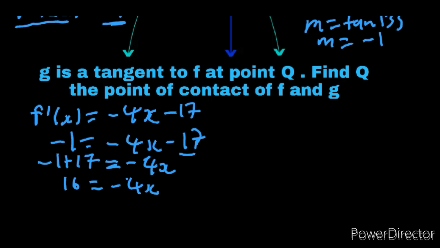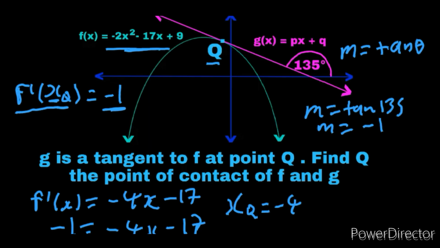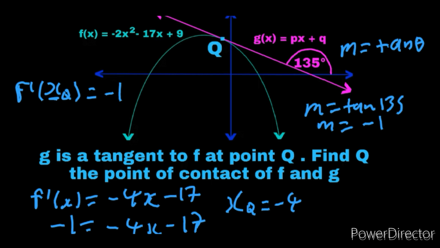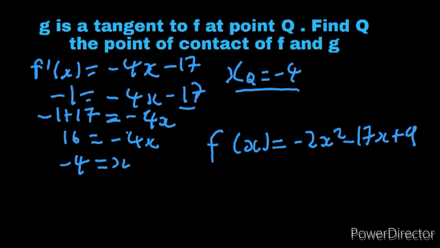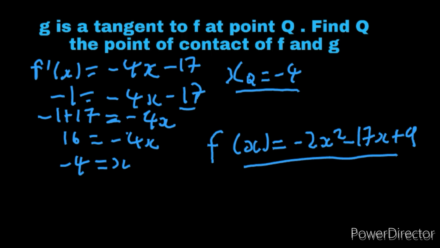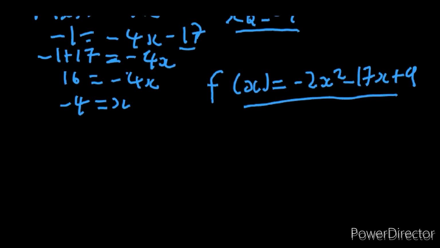And therefore we're going to find x. When I divide both sides by negative 4, I'm going to end up having negative 4 is equal to x. So we found x. The x value of Q is negative 4. Now we need to find the y value of Q. So we're going to substitute the x value of Q into this formula so that we can have the y value. I have rewritten the equation over here. The x value of Q is minus 4, so we can use that to find the y value.